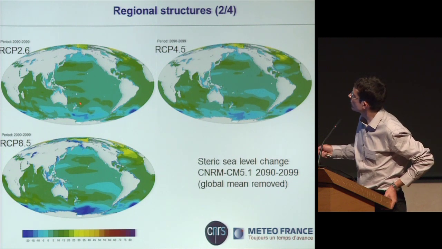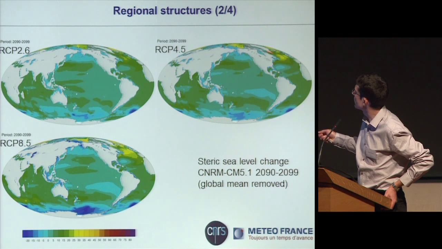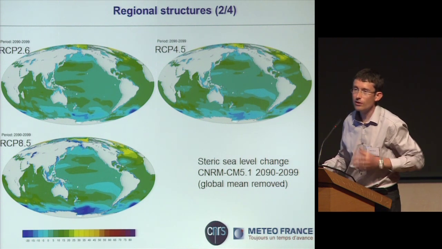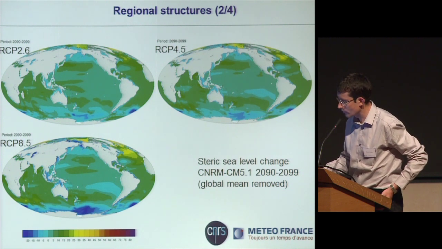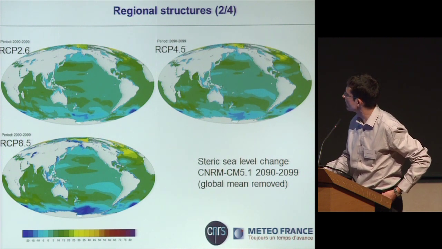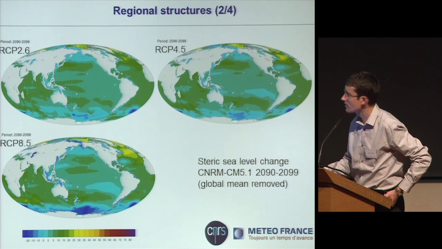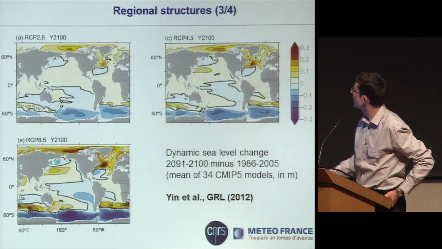The more you increase the concentrations of greenhouse gases, of course, the more the signals are marked. You see that it's more negative here in the 8.5 than in the 4.5, and also in the Antarctic. So it's nearly linear, actually. So the concept of climate sensitivity as a linear response of the climate system to the forcing is quite valid.